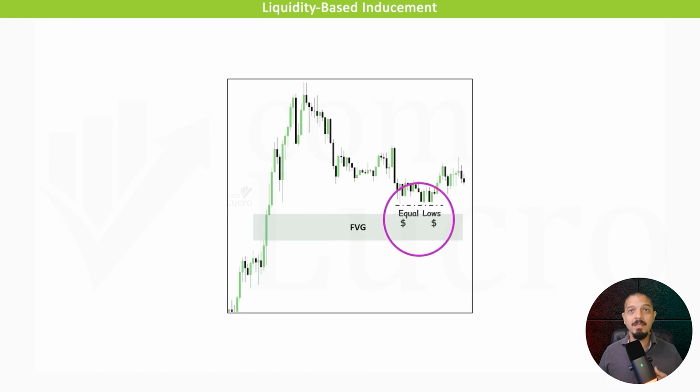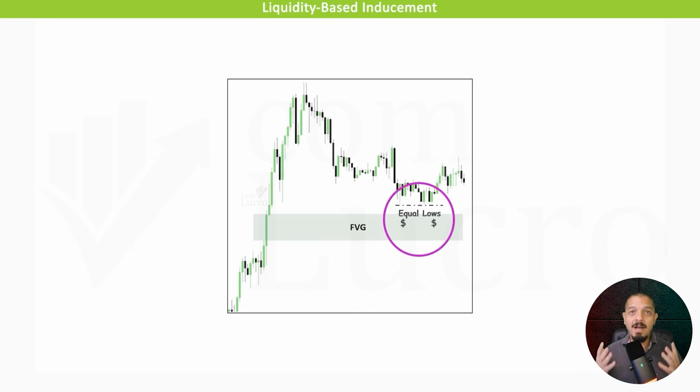Liquidity-based inducement is the most common form of inducement you will see in the market. This is when price intentionally creates a new high, a new low, or a small order block or breaker that looks too clean, with the sole purpose of trapping traders, collecting their liquidity, and then delivering the real move. And this happens every single day, on every market, and on every time frame.